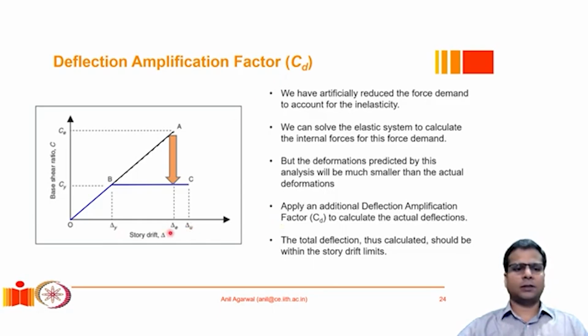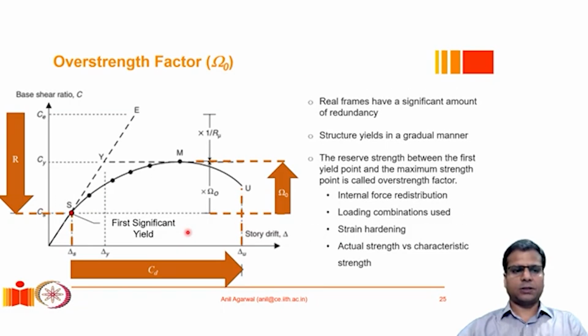So for every given system, let's say we are talking about a moment resisting frame of a special level of ductility, for such a frame there will be a particular R value given to us, which corresponds to this reduction from CE to CY, and there will be a particular CD value given to us, which corresponds to the amplification of deflections when we move from delta Y to delta U, which is actually the real deflection. So we can calculate the deflections using this method.